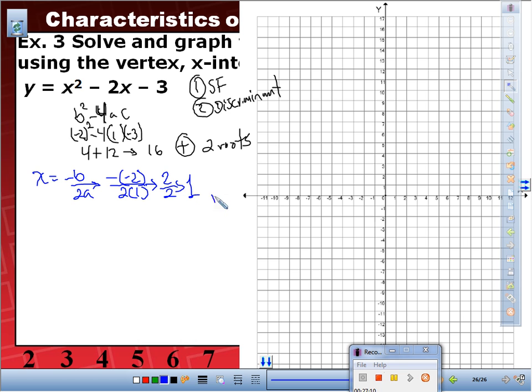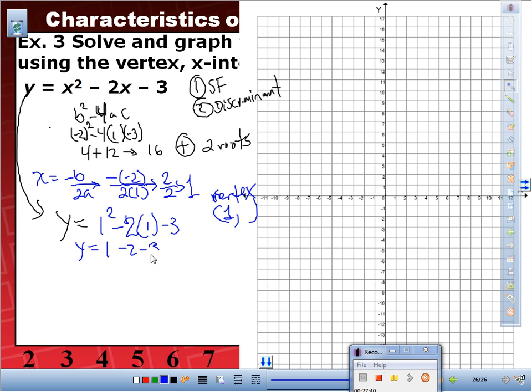And this is 1. So my vertex, the first value is 1. Pass it to someone, please. Roberto? To the original equation. So he said we substitute that value. So y equals, what do I write? Y equals 1 squared minus 2 open parentheses 1, minus 2. Okay, continue. Which becomes negative 4. So your vertex, check your vertex, hands if you got that.